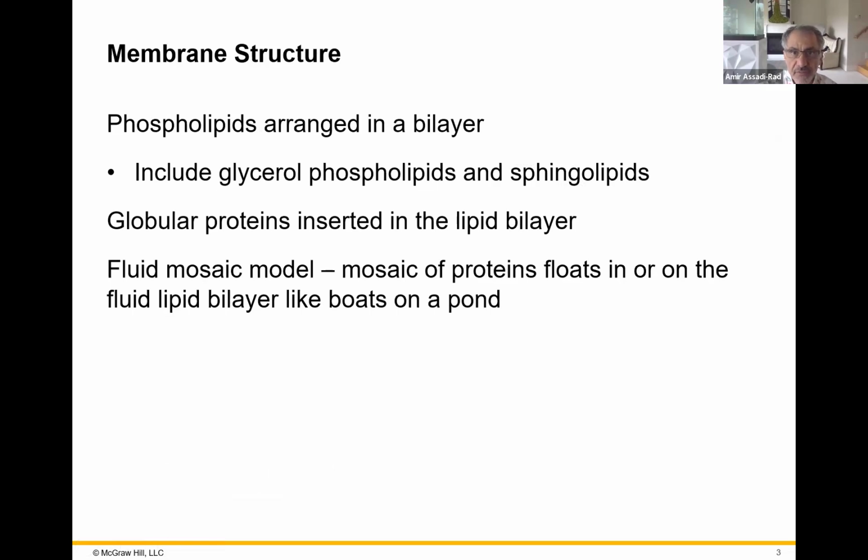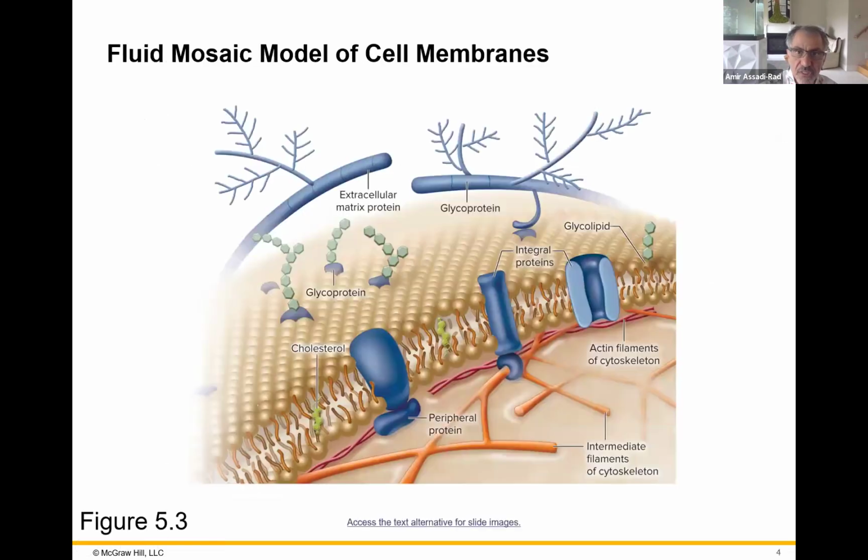Membrane structure is phospholipids arranged in a bilayer, including glycerol, phosphate, and sphingolipid, with globular proteins inserted into the bilayer, in the fluid mosaic model. We were forgetting one other thing, which is cholesterol. Cholesterol is also in the cell membrane. So this is pretty much the structure of the cell membrane.